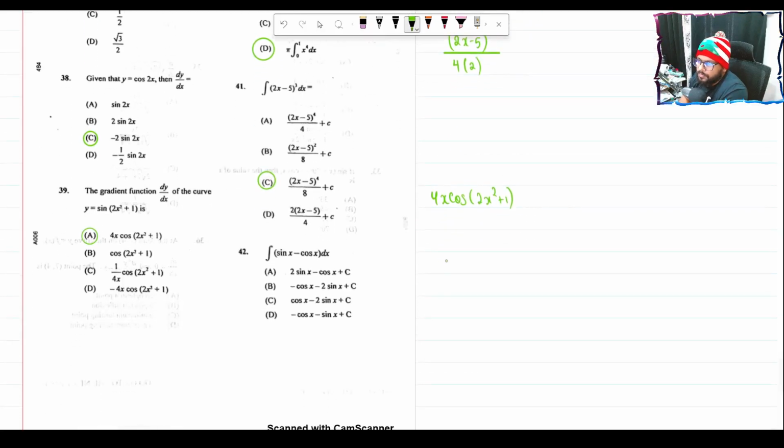Question 42, the integral of sine. Again, I like to do it like this. If y is equal to cos x, dy dx is equal to negative sin x. So when I integrate sine, I get negative cosine. When I integrate cosine, I get sin x. And it was already negative cosine, so I just put back the minus, and the integral of cosine is sine. So minus cos x minus sin x. Obviously, we have to put in the constant c.